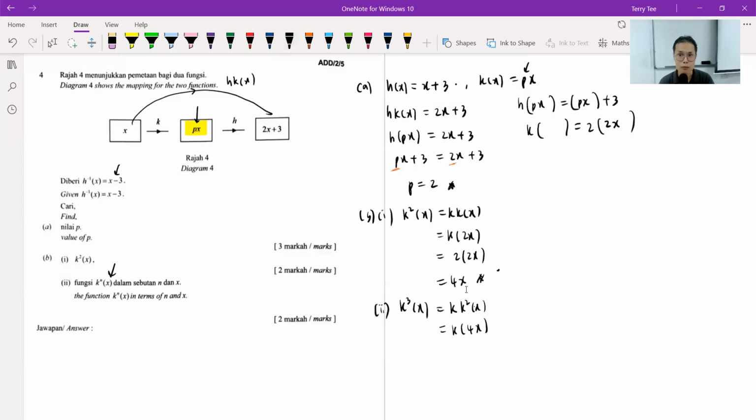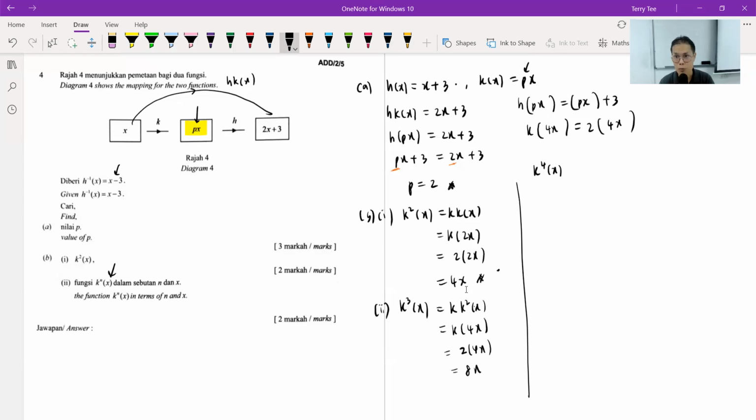If I put 4x here, I must put 4x here. So this will give us 2 of 4x, which gives us 8x. Now we can go on and on, but I hope you can see the pattern already. The first one is, if your kx is 2x, your k2x is 4x, your k3x is 8x. If you're not sure, you can do one more.